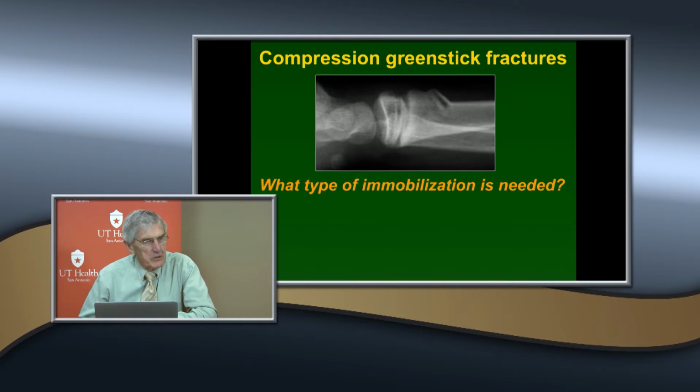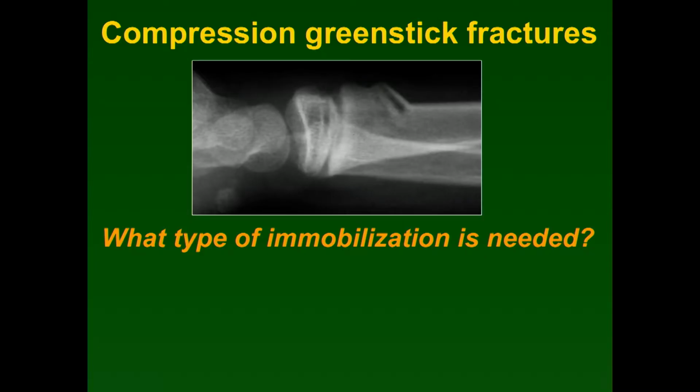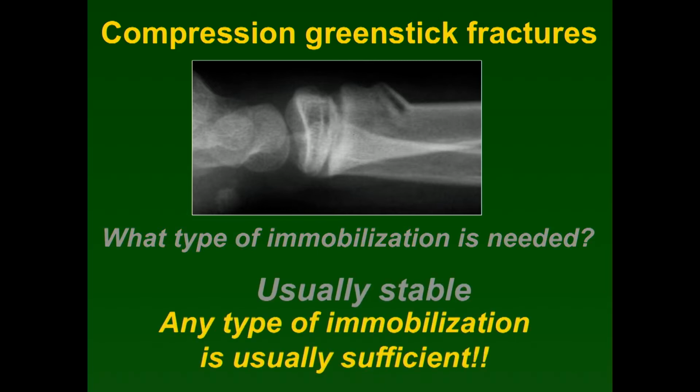So, now we'll go back to Greenstick fractures. What about the compression Greenstick? This is actually just a little bit past the stage of a torus fracture. And what kind of immobilization do you need? Well, they're pretty stable, so just about anything you put on them is sufficient. You might even be able to get by with just a Velcro splint or certainly a simple cast, and they usually don't have much in the way of late displacement.